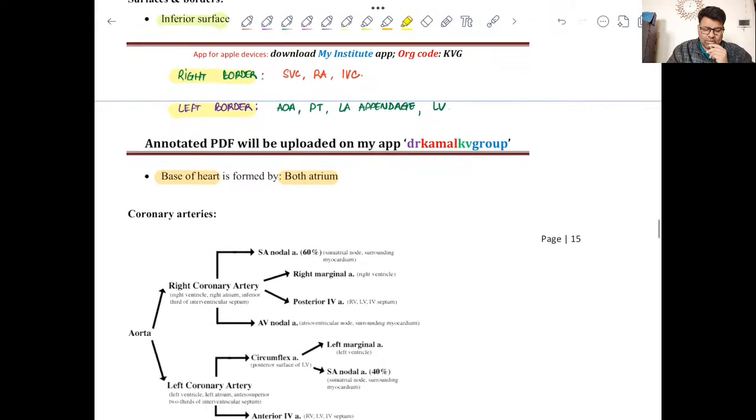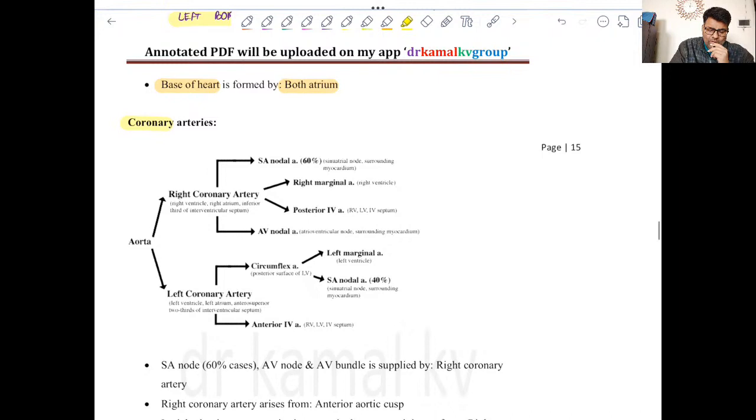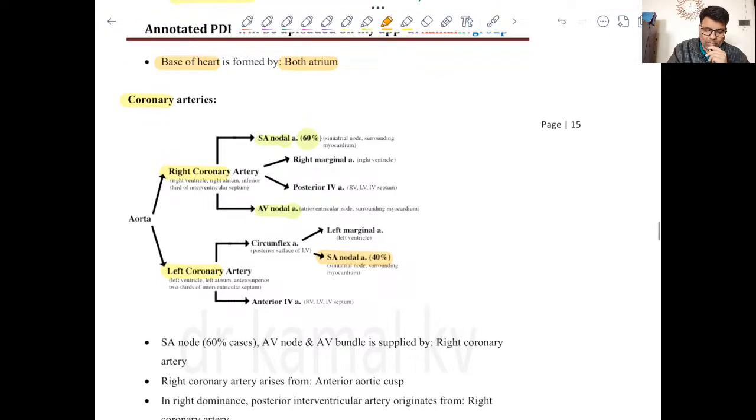Then the heart gets its blood supply from coronary arteries. There are two coronary arteries, one is right, another is left. The right one especially supplies the conduction system like SA node in 60%, AV node. In the remaining 40%, SA node is supplied by the left coronary artery through the circumflex artery. Clear? So this is very important.